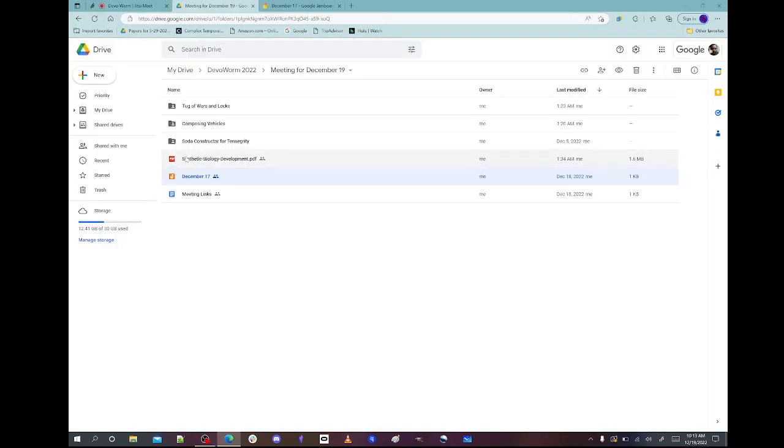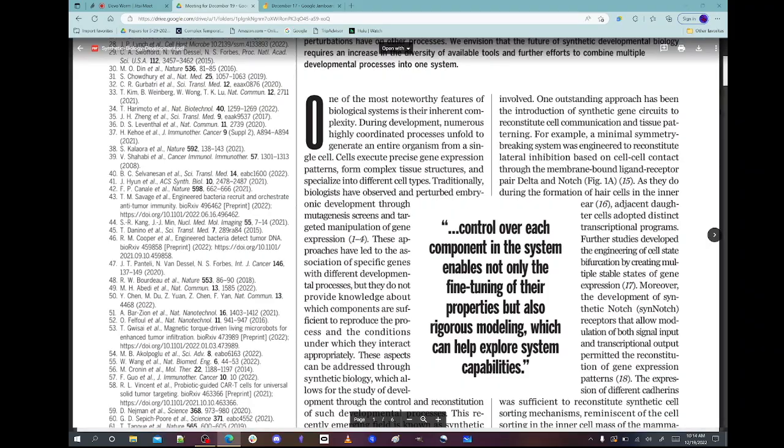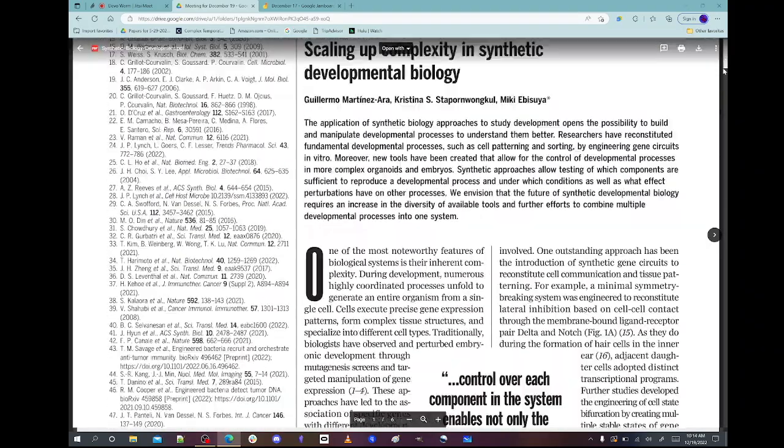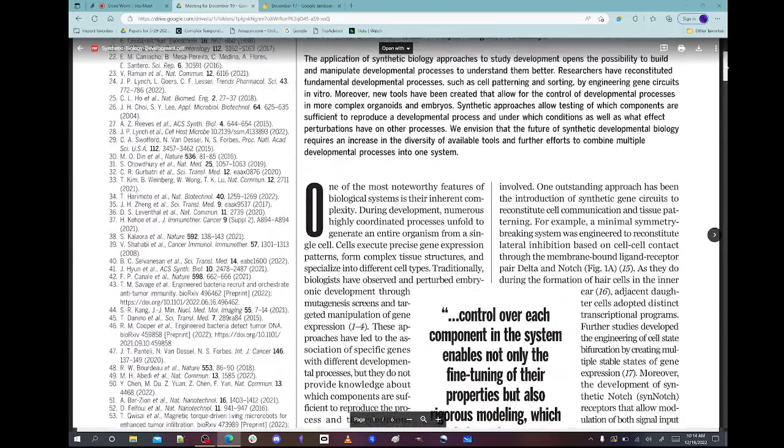Okay, now I'd like to go over some papers. A couple of topics I'd like to cover. The first topic is synthetic biology as a guidepost for developmental biology. This is a review article in, I think, Science, and it is a fairly recent article. I believe it was in this past month, November.